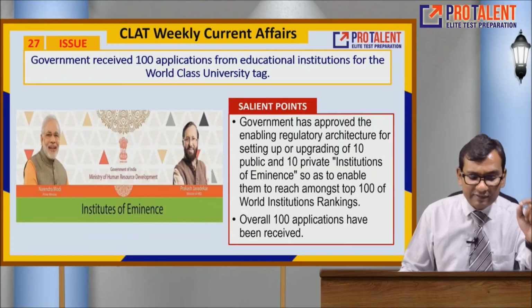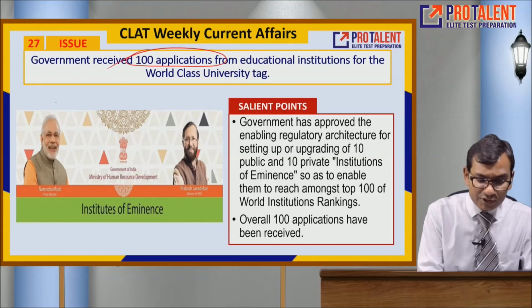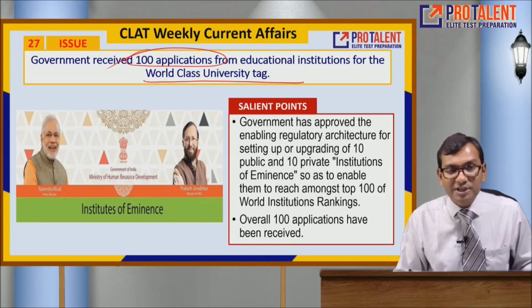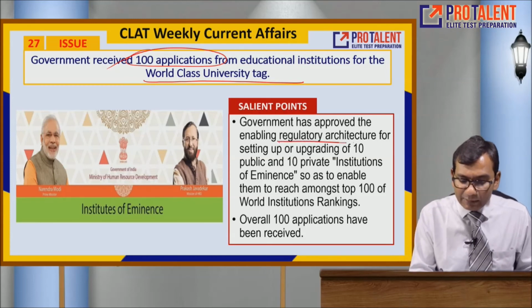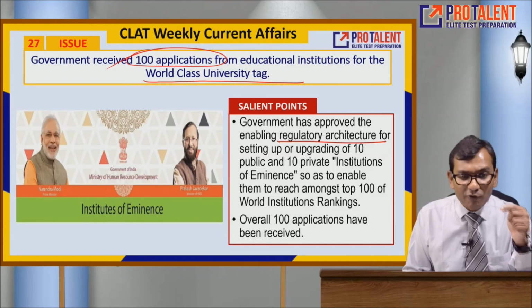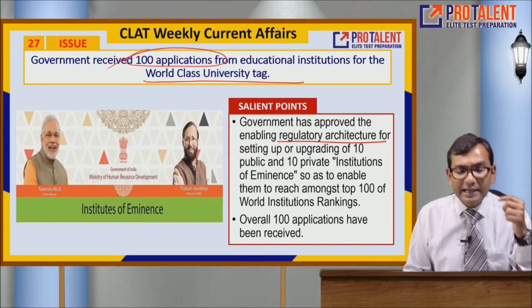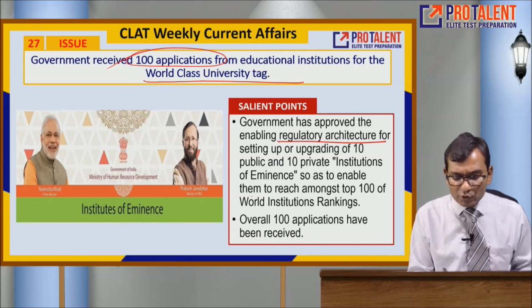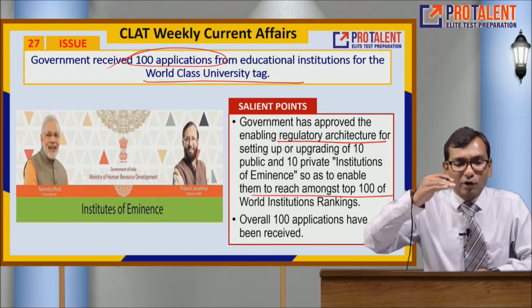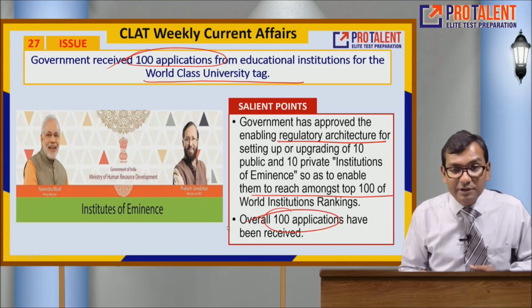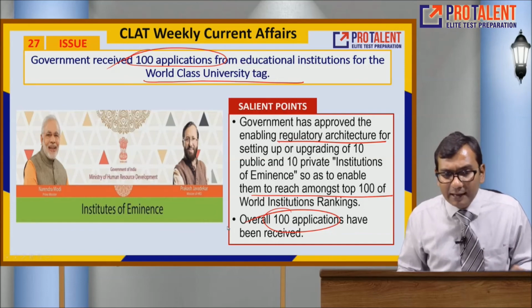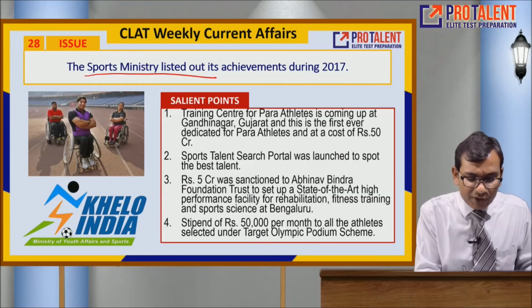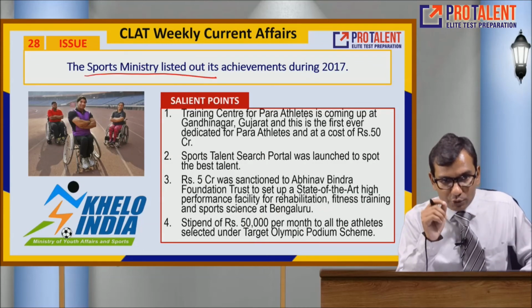Coming to issue number 27, government received 100 applications from educational institutions for world-class university tag. So government has approved enabling regulatory architecture for setting up of or upgrading 10 public and 10 private institution of eminence so as to enable them to reach among top 100 of the world. Overall, 100 applications have been received and very few, that is 10 in public and 10 in private, will be selected. Coming to issue number 28, Sports Ministry listed out achievements during 2017.